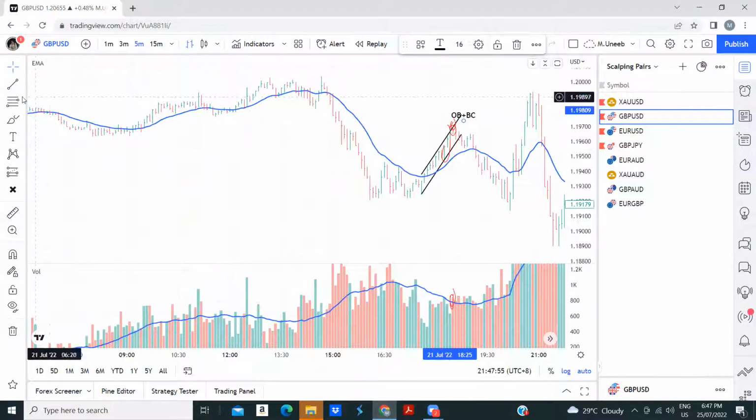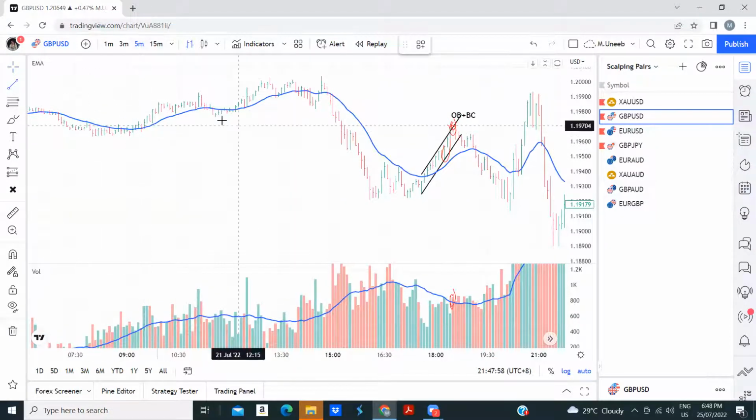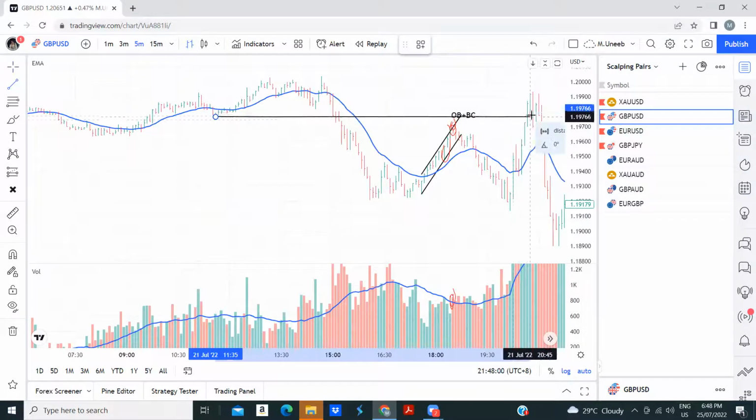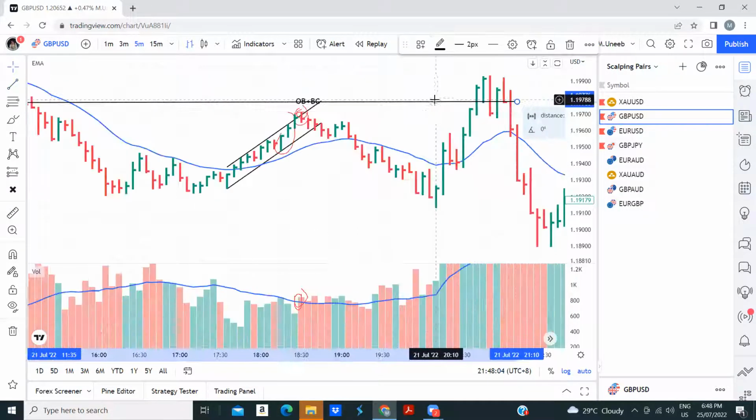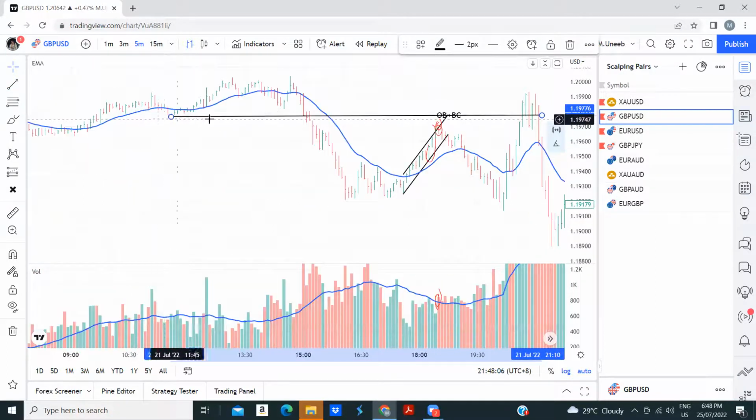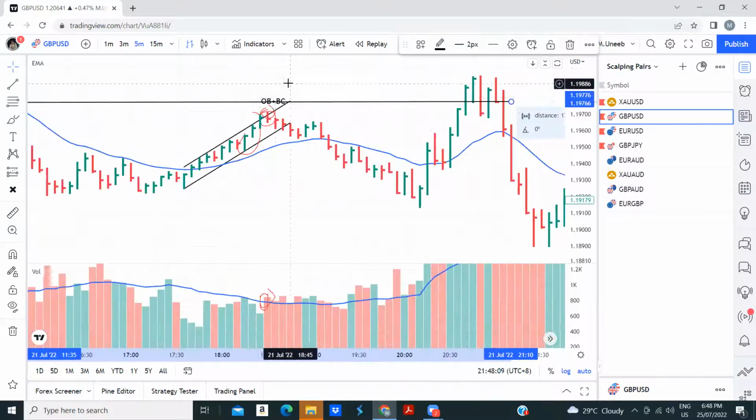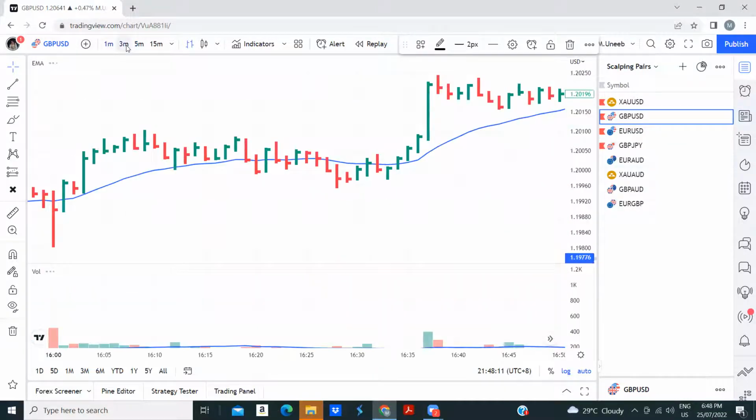And look to the left side, one more thing. This comes exactly at this point, because we drew this, because we forgot to remove this, right? This one structure here, just at this LPS point, right? Okay. Now we go to the 3-minute time frame.